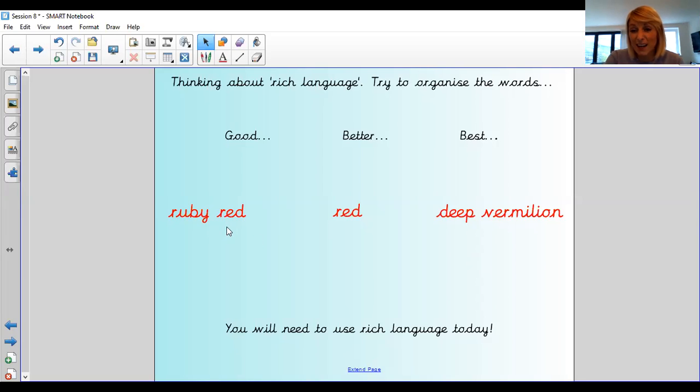So ruby red actually could be the best one there, because if we're writing for children, then that might be a better way to describe something that everybody can understand. Okay, deep vermilion's lovely, and that's fine if you put it as best, but don't discount things like ruby red, because actually it helps people to understand as well.